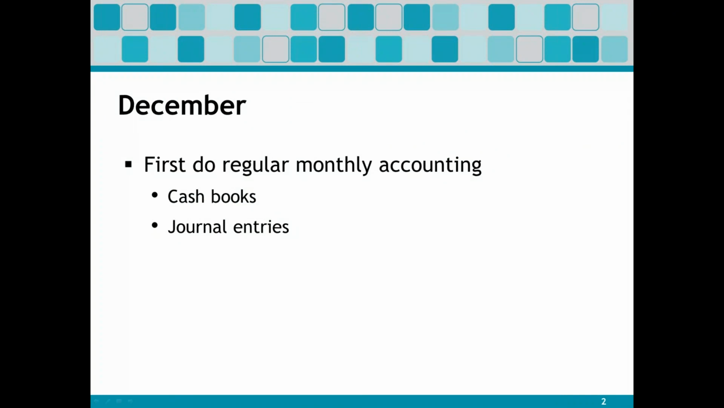So, like the other months, you're doing your cash receipts, your cash disbursements. You also do any necessary journal entries. So if you have people retire in December and you're moving their money from the annuity savings to the annuity reserve. Okay.